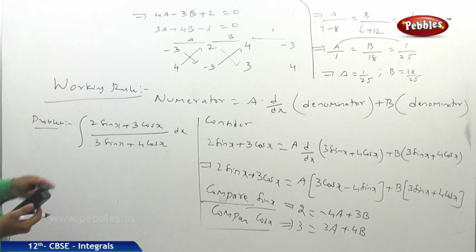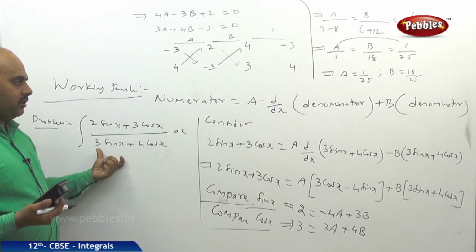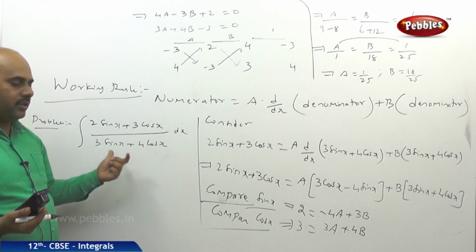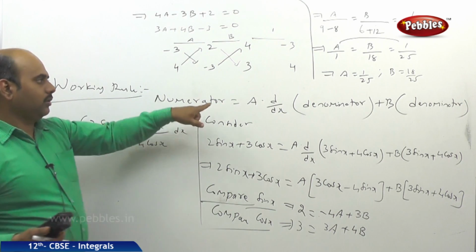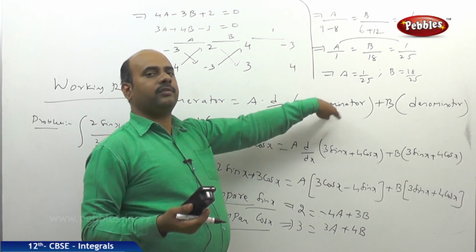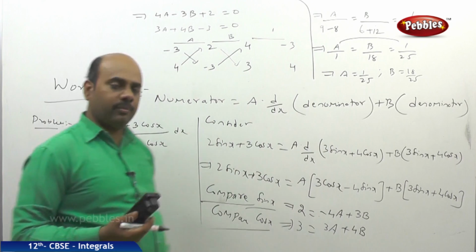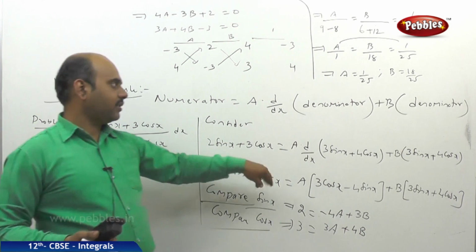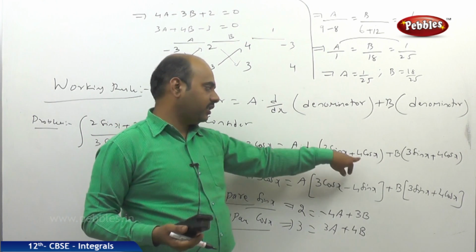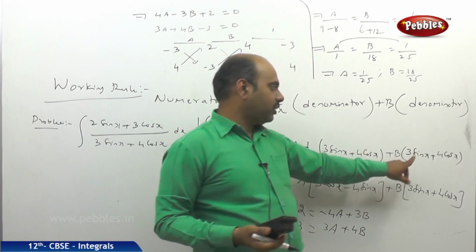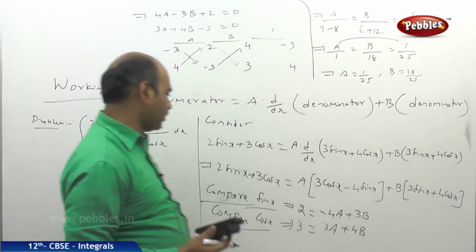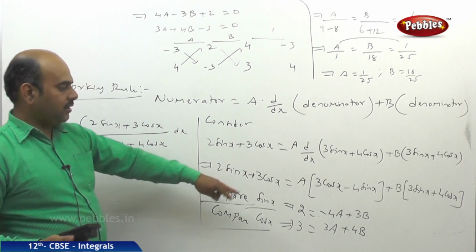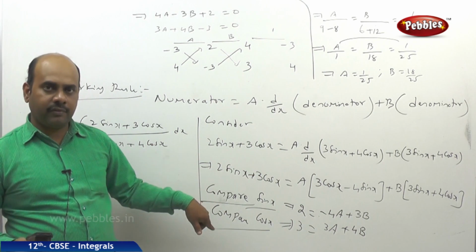Once again I am repeating, I need to evaluate this integral. For evaluating this integral, I need to remember the working rule. Numerator is equal to a into d by dx of denominator plus b into denominator. So 2 sin x plus 3 cos x is equal to a into d by dx of 3 sin x plus 4 cos x plus b into 3 sin x plus 4 cos x. Later I need to find the values of a and b.